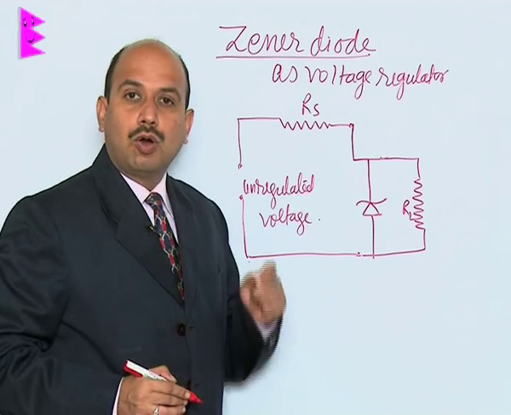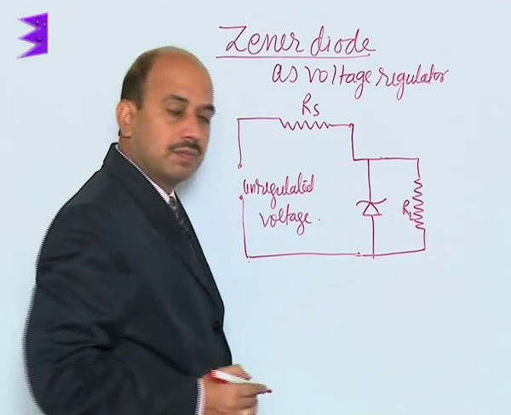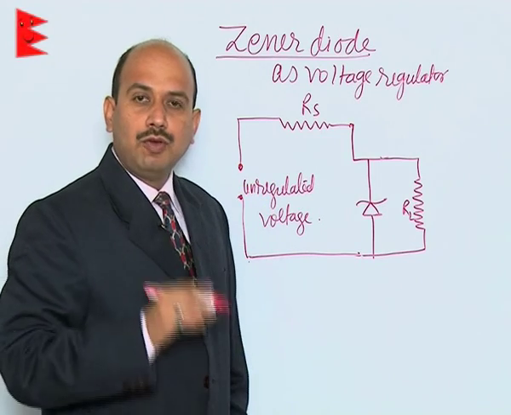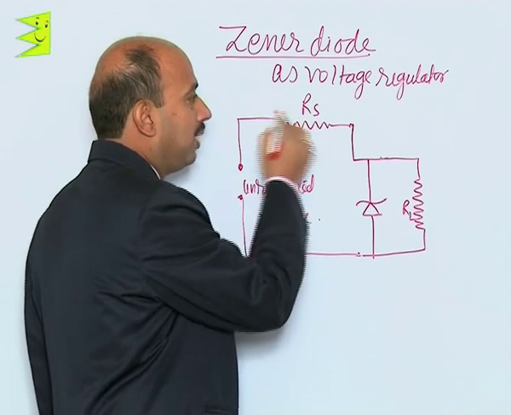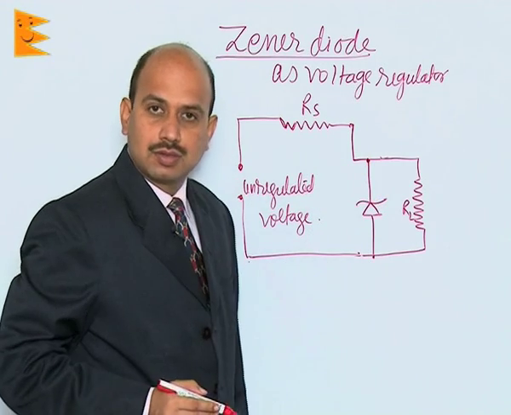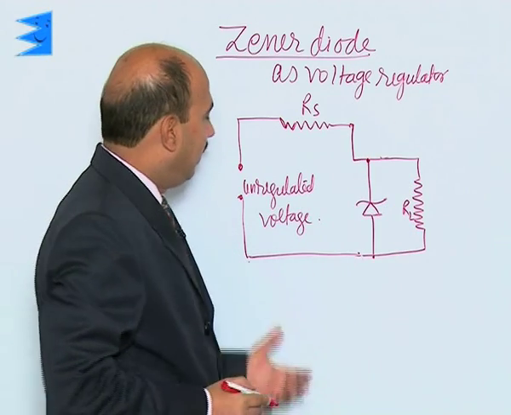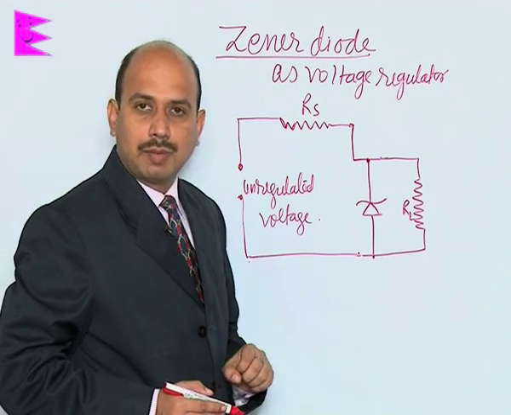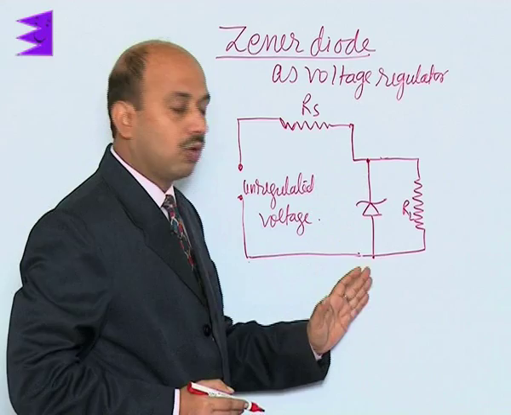See here, a Zener diode is always used in reverse bias. So, there is a Zener diode. Suppose this input voltage is very high. If you are getting a very high input voltage, then the maximum potential drop takes place across RS, but the voltage across the Zener remains constant. In this way, we can get the output voltage constant. Similarly, if this unregulated voltage is very small, the voltage drop across RS decreases without changing the voltage across the Zener diode.